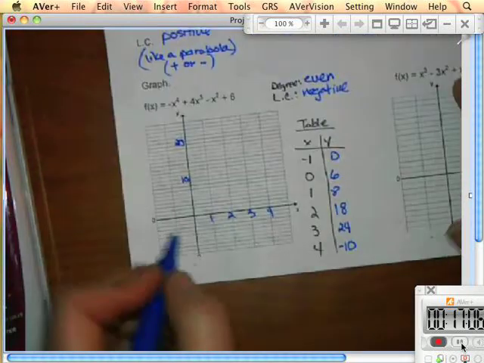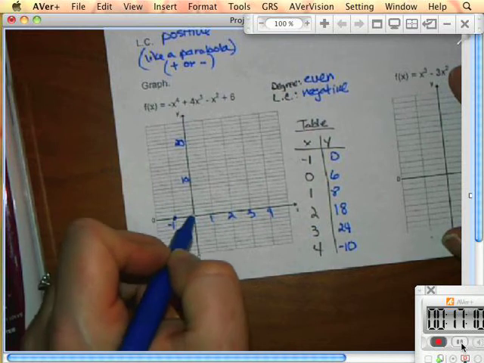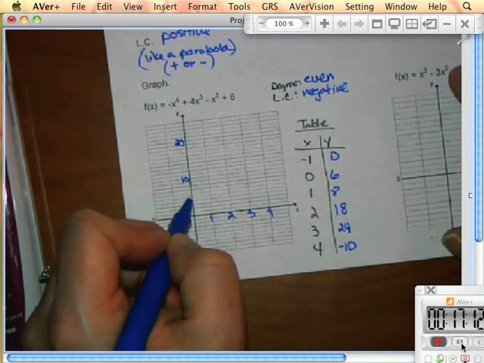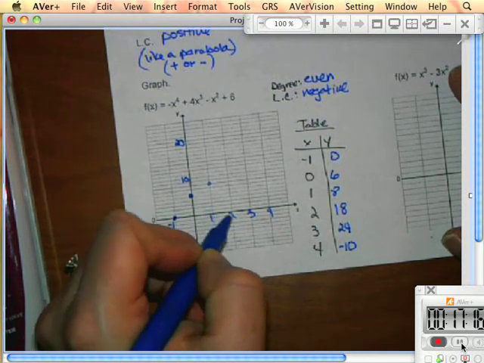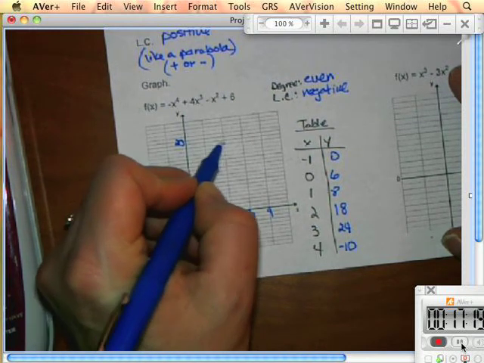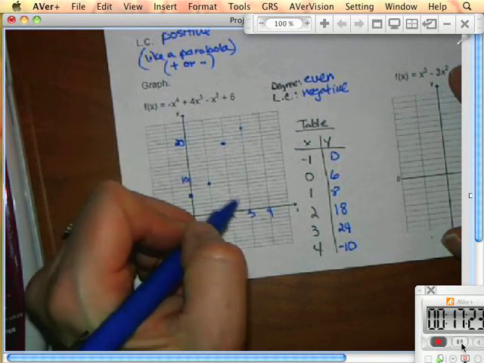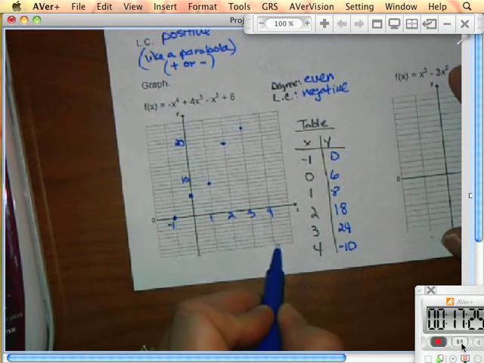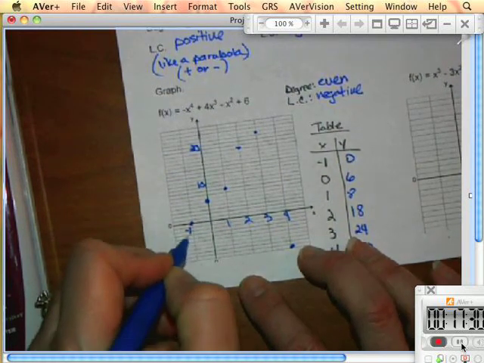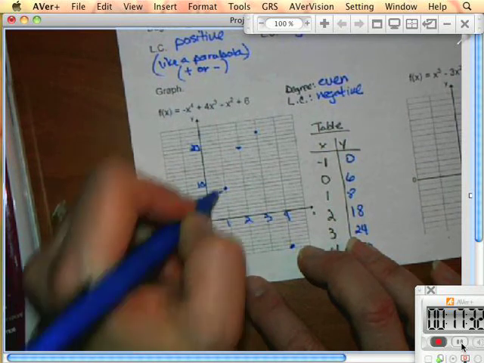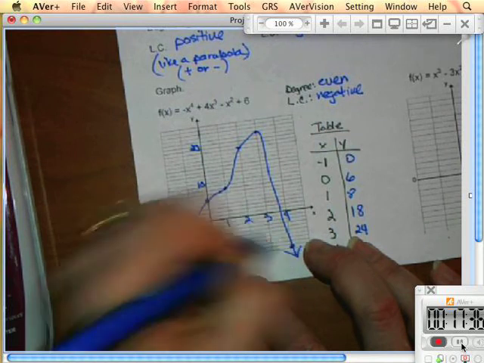So, and this would be -1. -1, 0. 0, 6 is about right there. 1, 8 is about right here. 2, 18 would be about right here. 3, 24 is going to be about right here. 4, -10 is going to be about down here. So if you carefully sketch that with end behaviors, kind of looks like that.